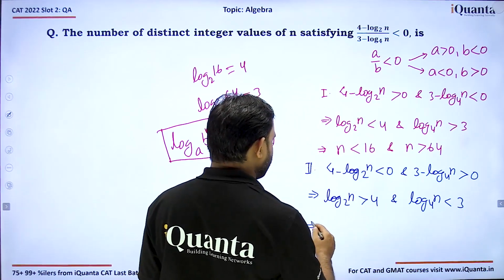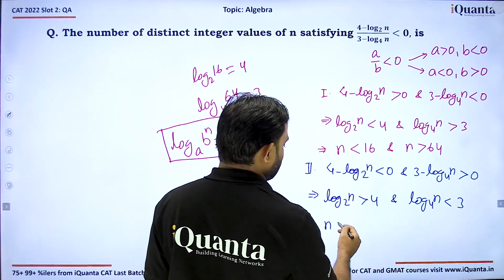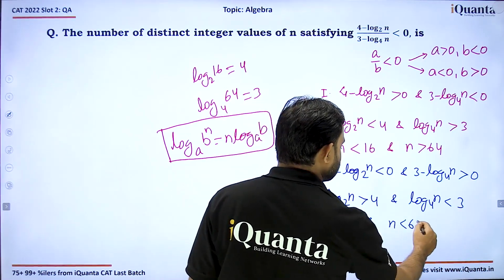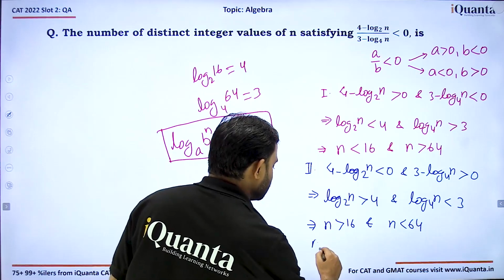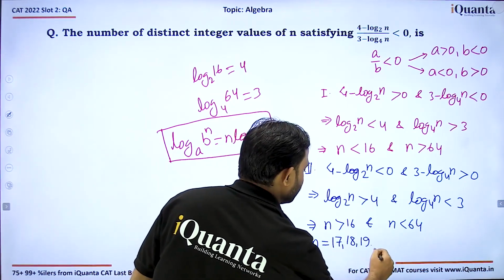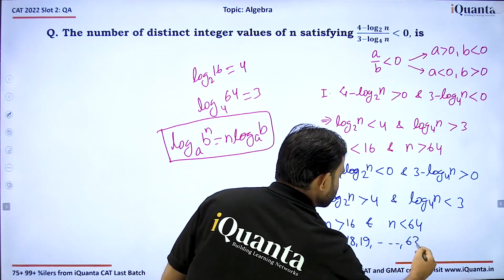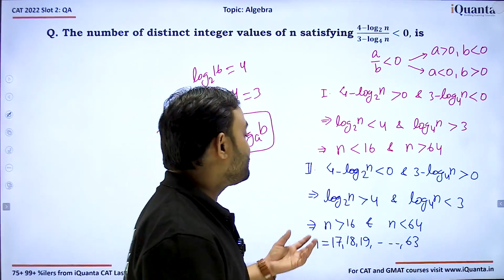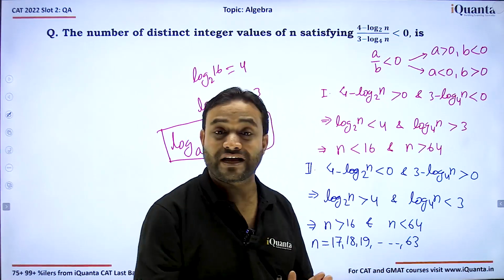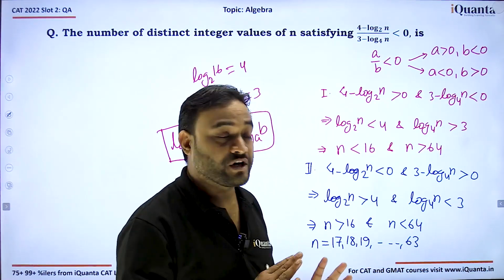So once again here we get n must be greater than 16 and n must be less than 64. So we get n is equal to 17, 18, 19 up to 63. So how many values are there? Up to 63, 16 values of n won't be taken, like 1, 2, 3 up to 16 we won't take.